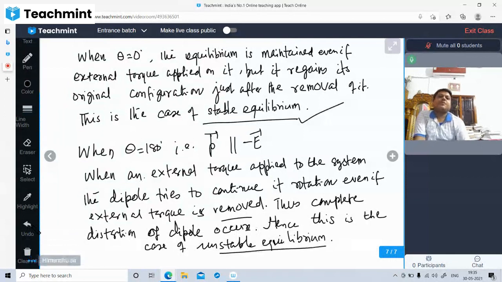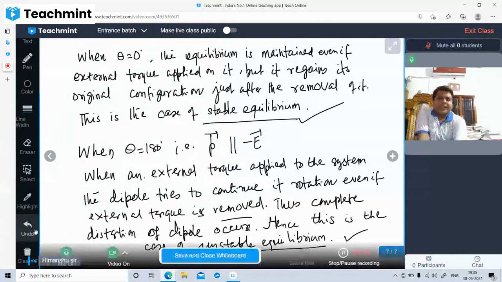Okay, this is stable equilibrium, this is unstable equilibrium. Understood? Okay. So in the next class we will study a few numericals to understand the facts and concepts more vividly.